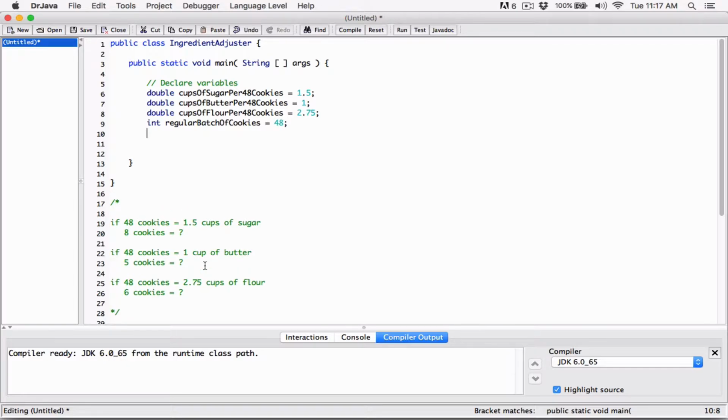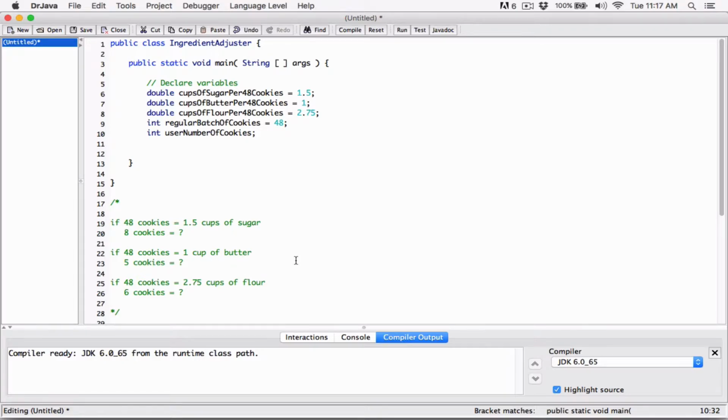The next thing I'm going to declare is a variable to hold the user's input, how many cookies the user is going to enter. So it's going to be int user number of cookies. That's where we're going to store that. It's okay for now. We'll come back and declare more variables as we need them.